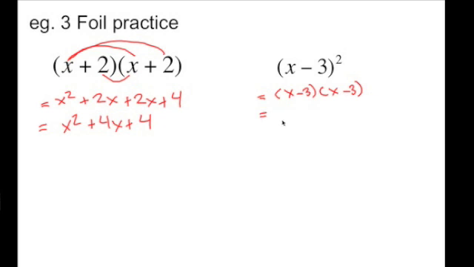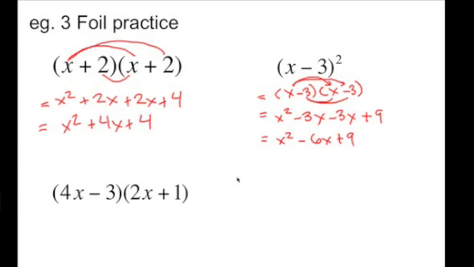X times x, our first terms, x squared. Then you've got our outside terms, which is x times minus 3 is minus 3x, and you've got another minus 3x, and then minus 3 times minus 3, a negative times a negative is a positive, so plus 9. You group your like terms, you get x squared minus 3x minus 3x is minus 6x plus 9. And that's how it's done.